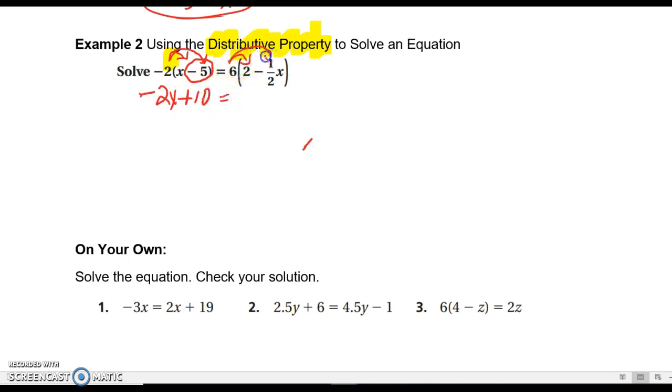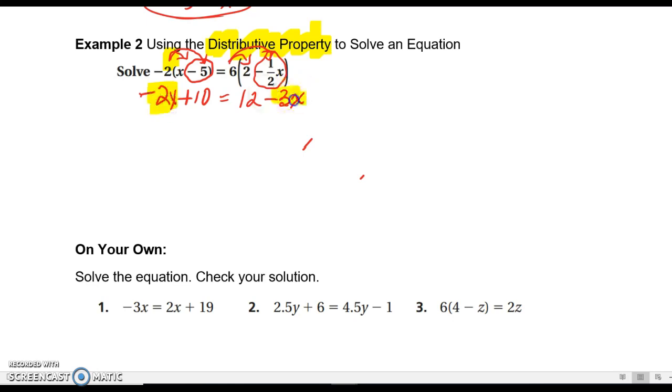On the right-hand side, we're distributing 6 to both terms of the expression. 6 times 2 is 12. And then here we're multiplying 6 times 1/2, or actually negative 1/2 x. Half of 6 is 3, so it's negative 3x. Okay, now we're back to that equation with variables on both sides.